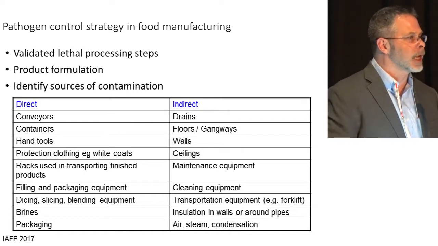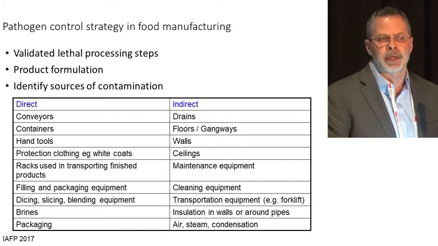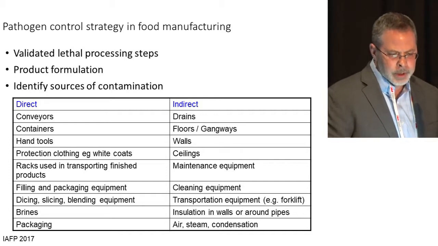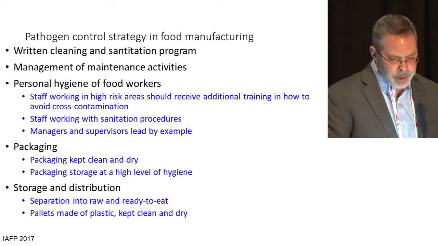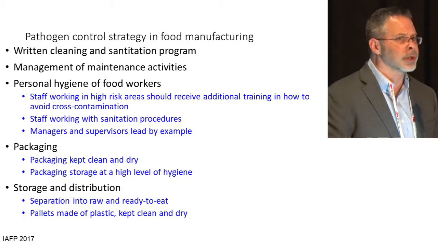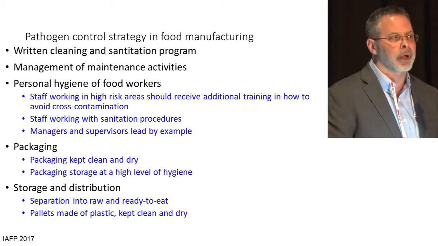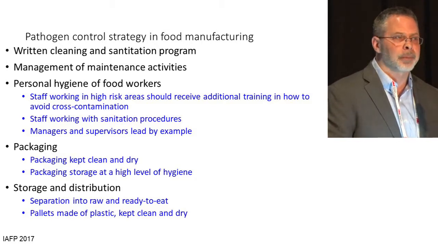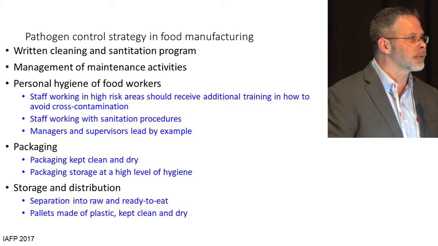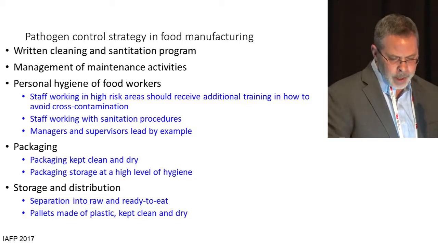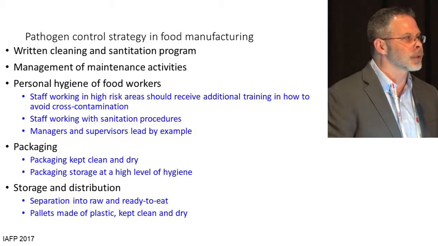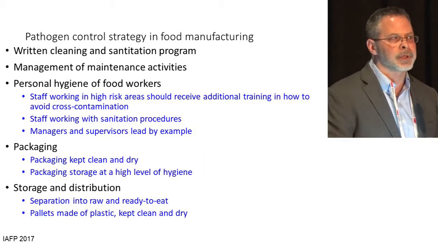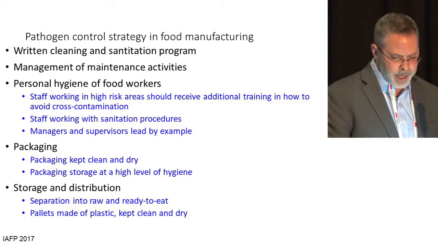You need to make sure that you take into account maintenance activities and managing those to make sure they don't result in cross-contamination or create harborage opportunities. You need to look at personal hygiene with food workers, particularly those that are in contact with processing equipment or food products. You need to make sure you manage packaging. Primary packaging needs to be protected from environmental contamination because it touches the food. You need to make sure that if there's factors in storage and distribution that can cause risk, if it's a perishable product in particular, that those are managed.